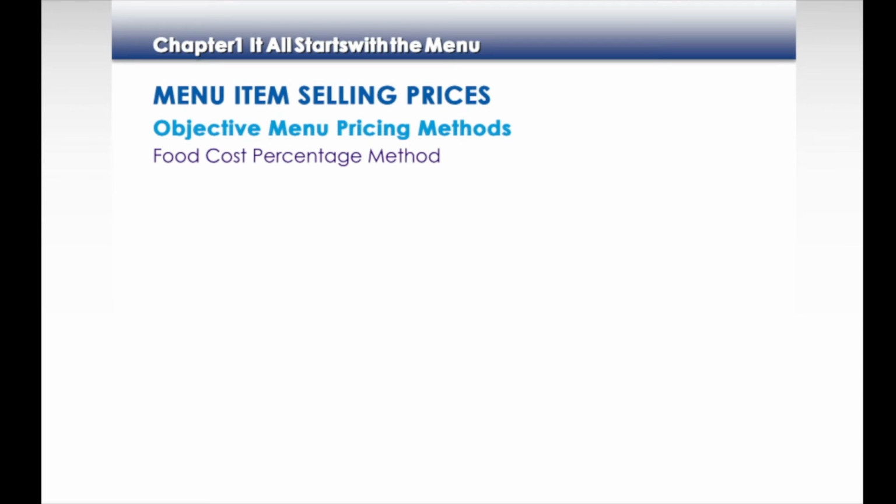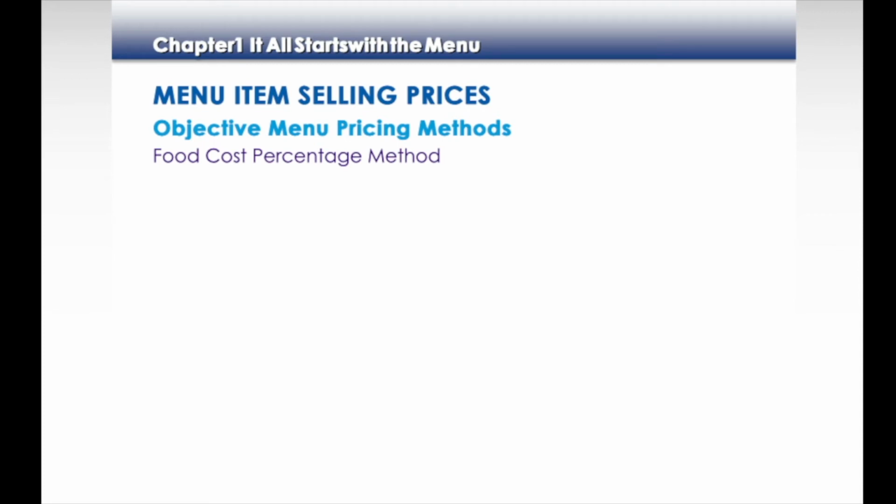So now we know that that menu item is going to give us 31%. So for every dollar we bring in revenue, we're going to spend 31 cents in producing that item. That's what it means for us.